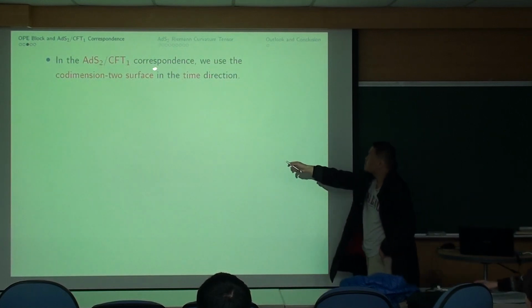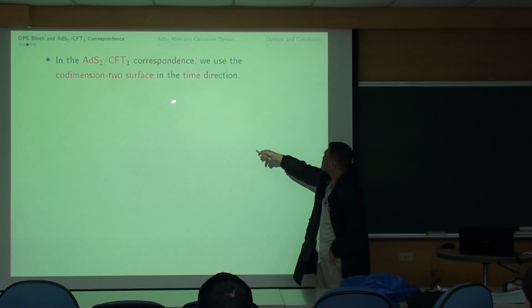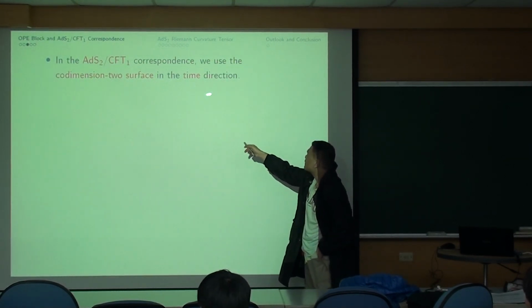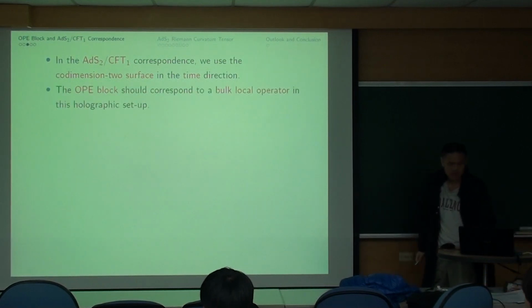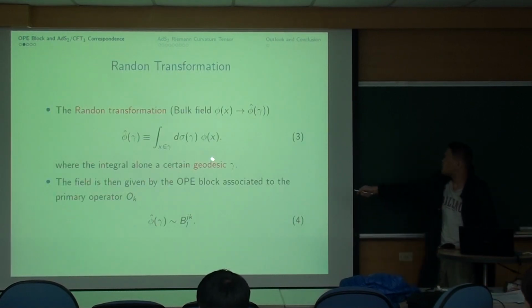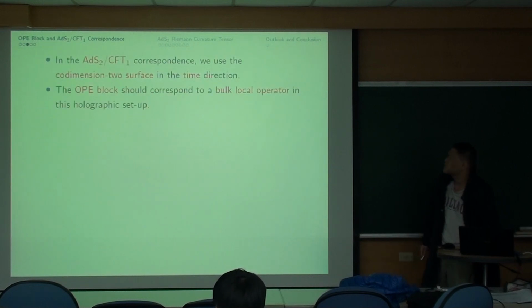We study the AdS2/CFT1 correspondence. We use the quantum extremal surface in the time direction, so the surface is just a point. In other words, I do not have integration, and phi of x just corresponds to the defined phi hat of gamma. In other words, phi of x, the bulk local operator, corresponds to the OPE block directly. So this means the bulk operator is local, which is quite non-trivial.